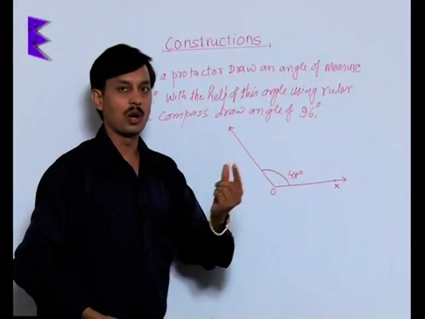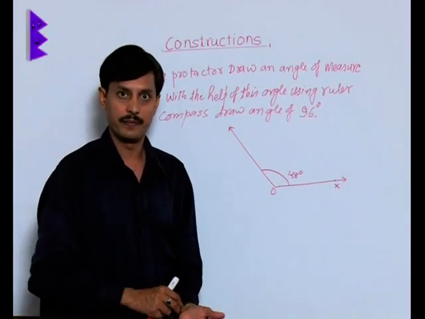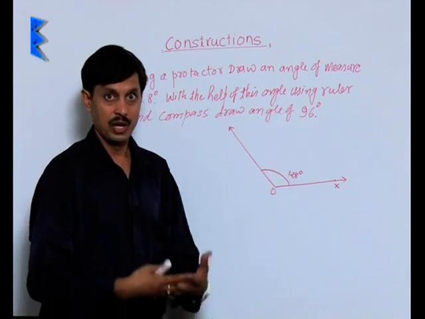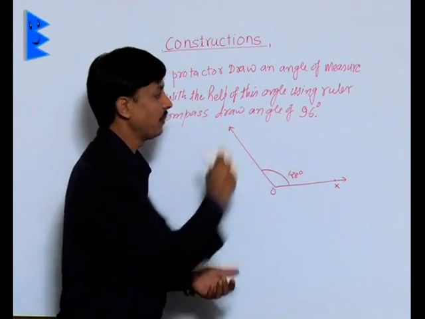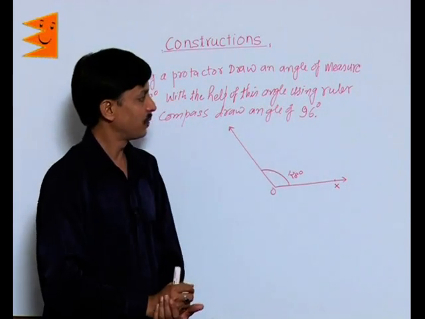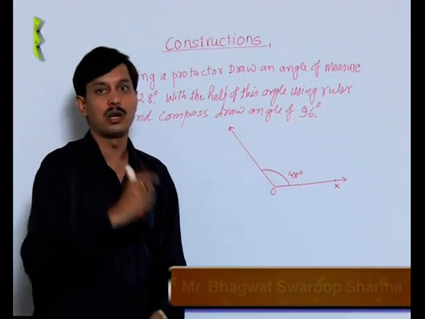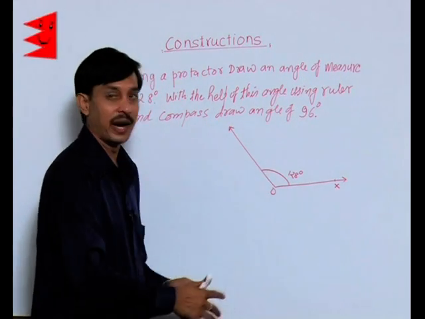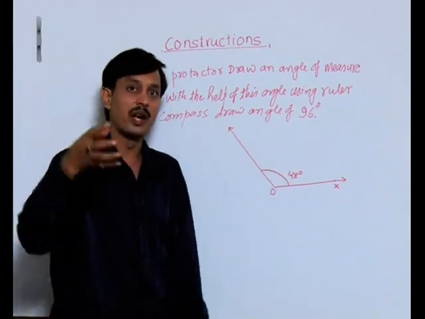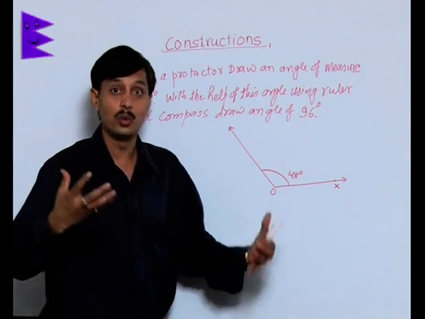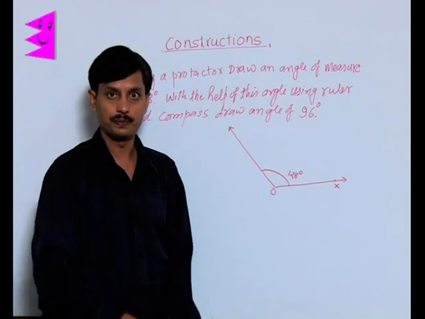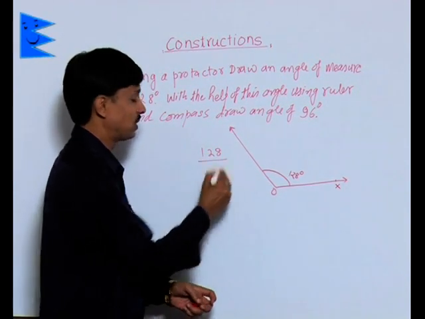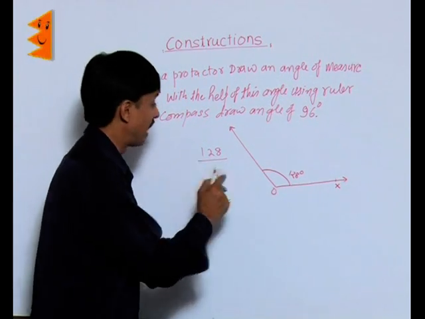Generally, we always draw the multiples of 15 degrees with compass and ruler. But here they are asking to construct an angle of 96 degrees, which is not a direct multiple of 15 degrees. But here one help is provided, that is, the angle of 128 degrees we are free to draw with the help of a protractor. We know that we can draw the bisector of an angle.